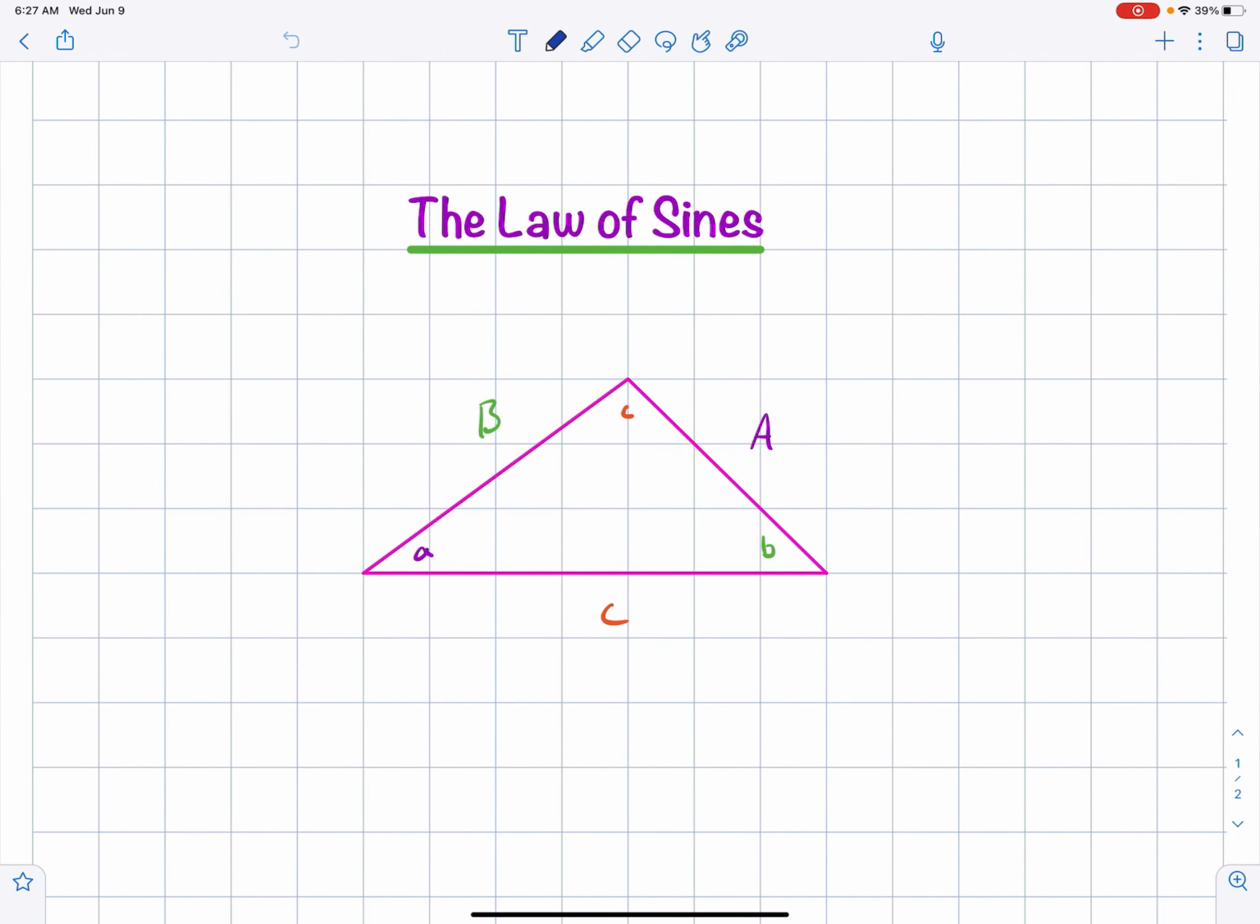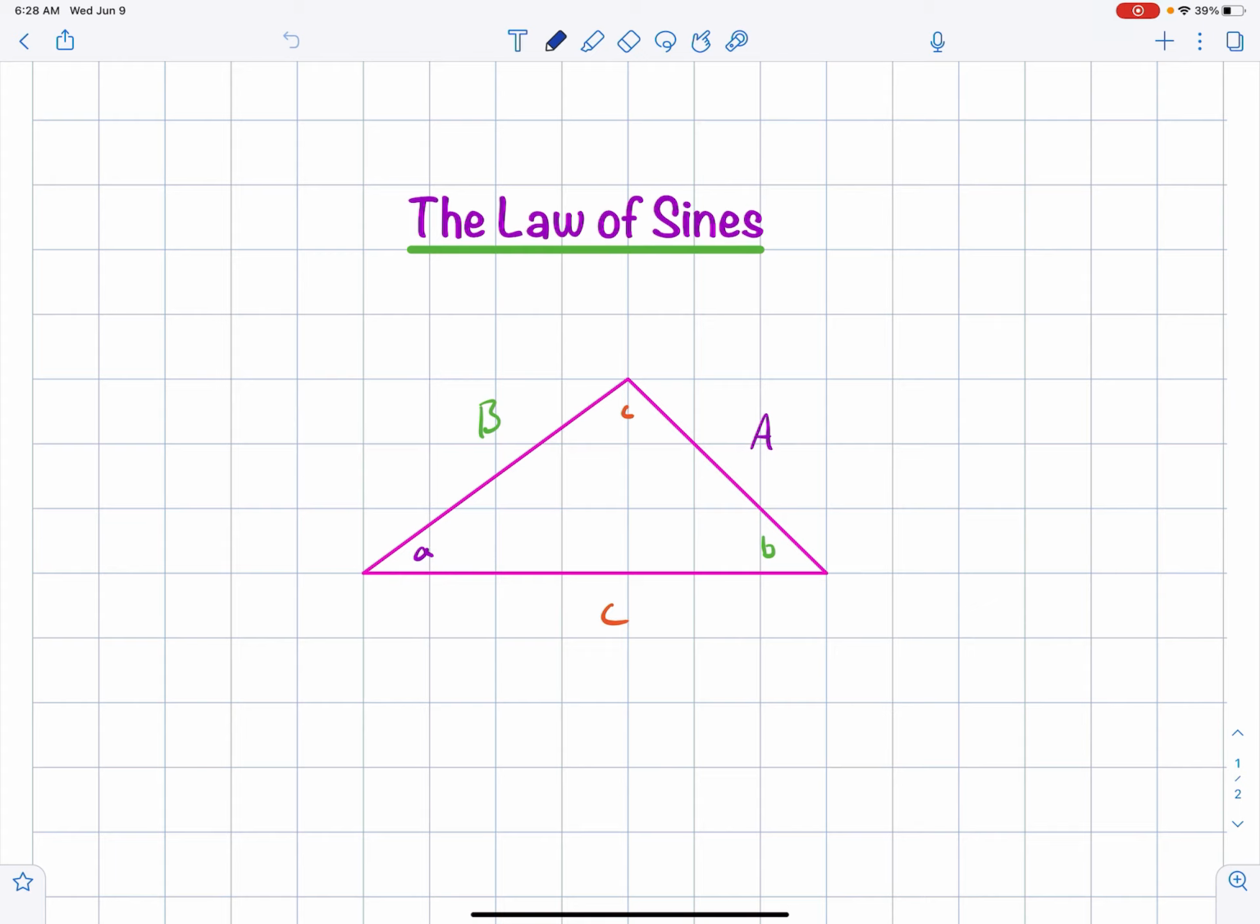Okay, so in this video we're going to look at the law of sines. This is a very important, very fundamental thing that you need to know. Along with the law of cosines, it allows us to solve, that is, to fill in the missing sides and angles of triangles that don't have any right angles in them. So triangles like this one.